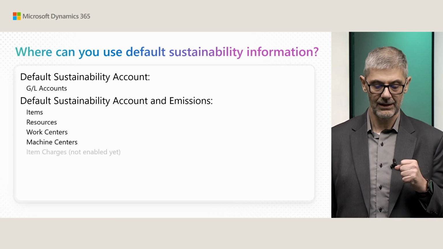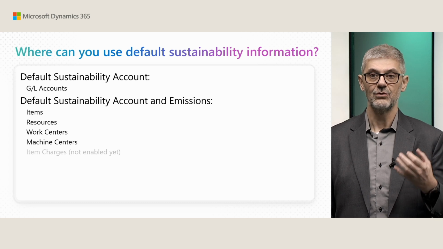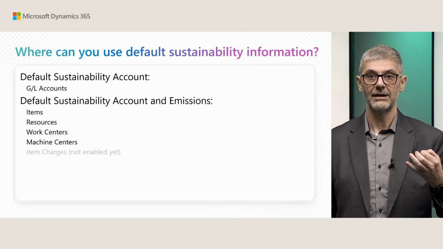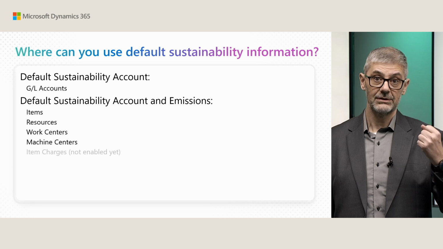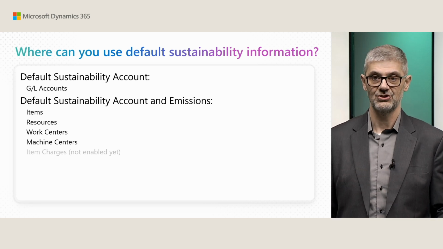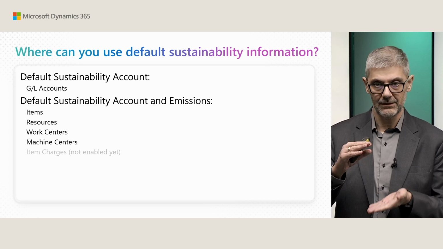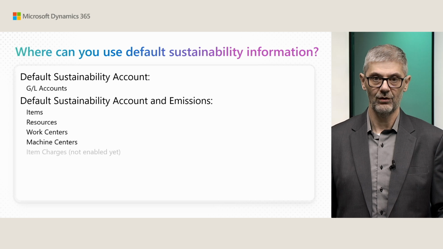But for all other cards, on the item card, resource card, and work and machine center cards, you can set up both the sustainability account and the three different gas emissions default values. You can change them later when you're working, but you will have default values there all the time.